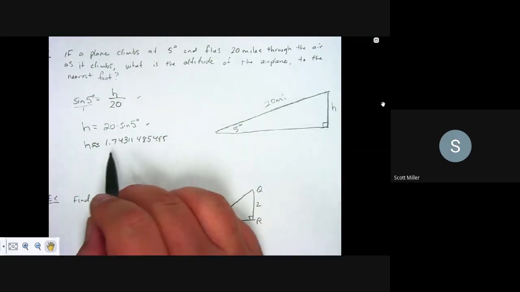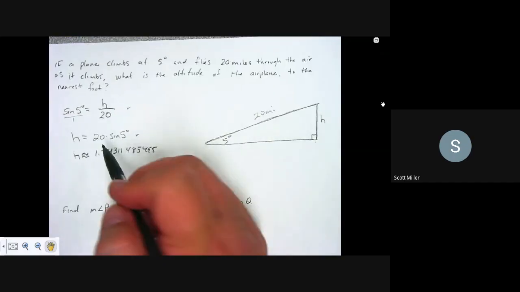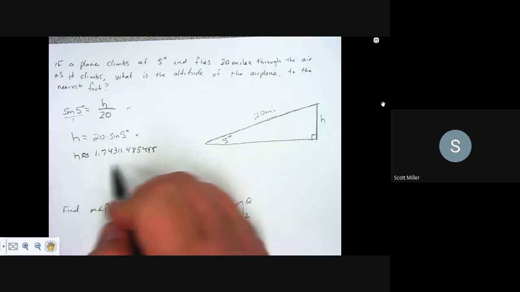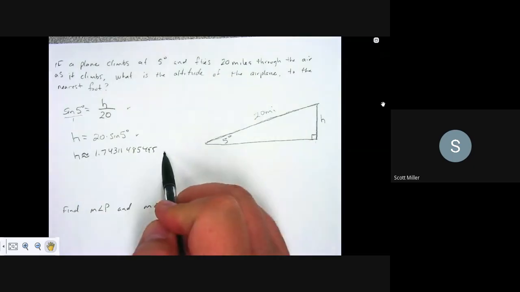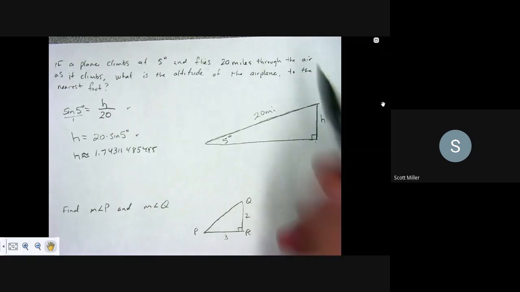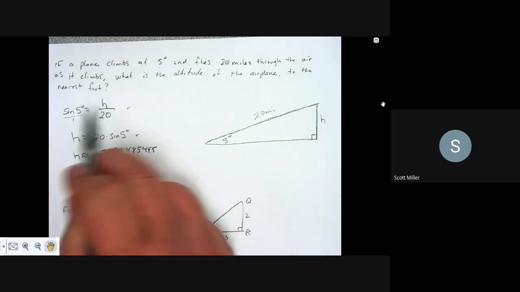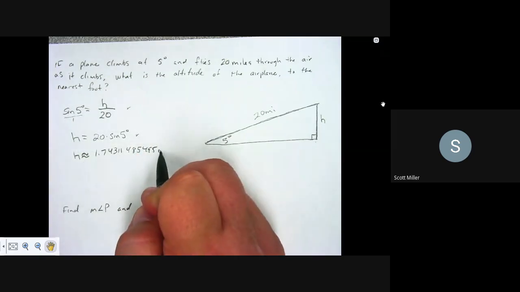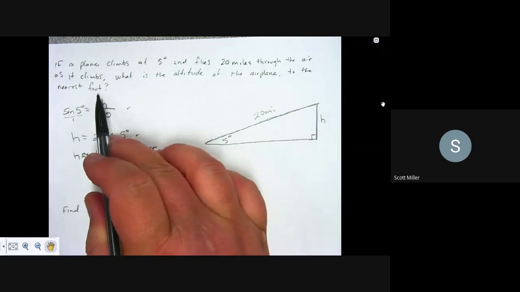So the reason why I needed to pause on this one is because what does this number represent? So yes, it represents the height, but what are the units on this number? Because it says round your answer to the nearest foot. Is this the number of feet we have? Is it 1.7 feet? Is this plane 2 feet off the ground? Well, no, that doesn't make sense. This unit was miles, so that means miles is the unit in this problem. This is 1.7 miles. So I need to change this to feet.